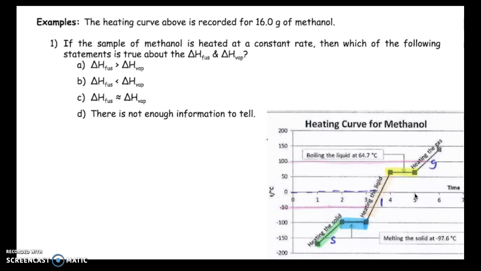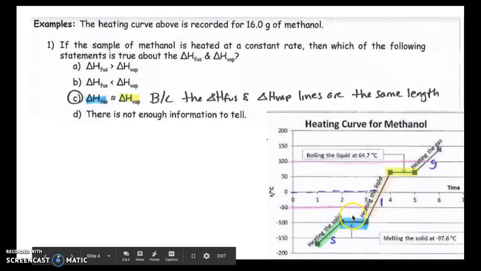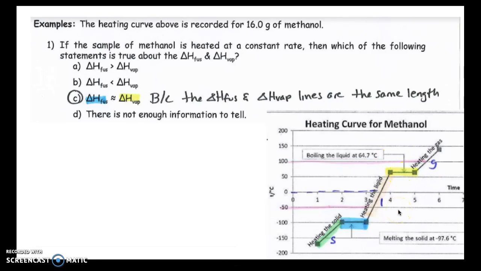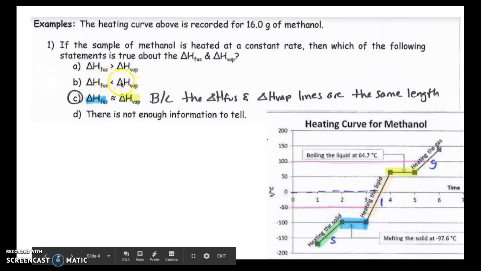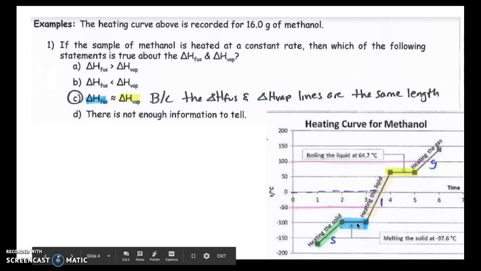All right, cool. Okay, so with that being said, we can just look at the relative lengths of both of these lines and see which one is bigger or smaller, or if they're about the same. And when I looked at this, they looked to be about the same to me. So the fusion and vaporization seem to be about the same, so I said they're approximately about the same. However, looking at it again, it looks like the vaporization may be a little bit bigger than the fusion, so it will be understandable if you chose B instead of C. But in this case, I chose C because they look to be about the same length. So just to recap, to find the relative amounts of fusion and vaporization, you look at the length of the flat lines where you're either melting or boiling.